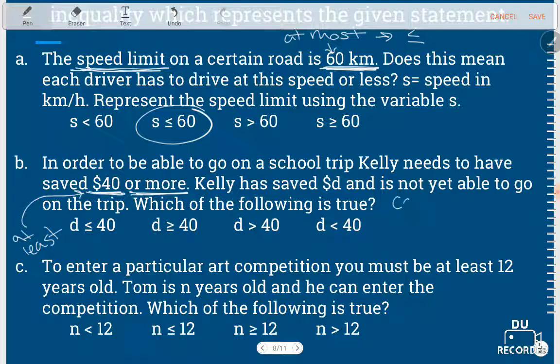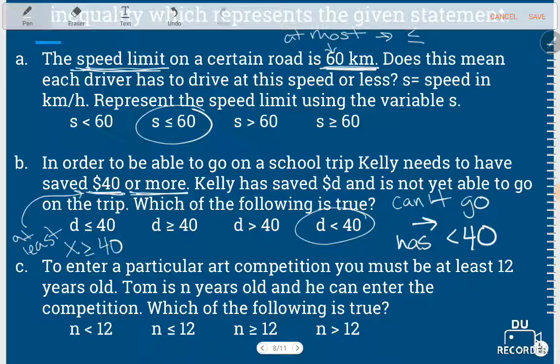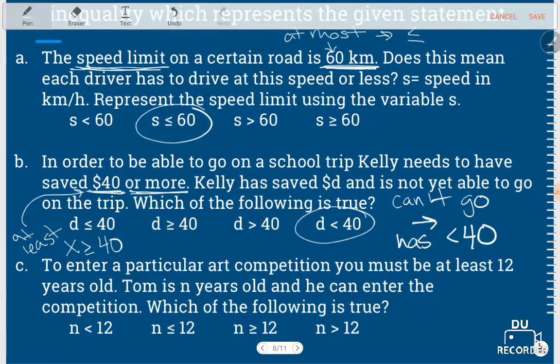Oh, so she can't go. If she can't go, that means she has less than 40, right? Because she needs $40 or more, so that means she has less than 40. Okay, so maybe I could write she needs, if X is like how much money she needs, more than or equal to $40. She can't go, so she must have less.